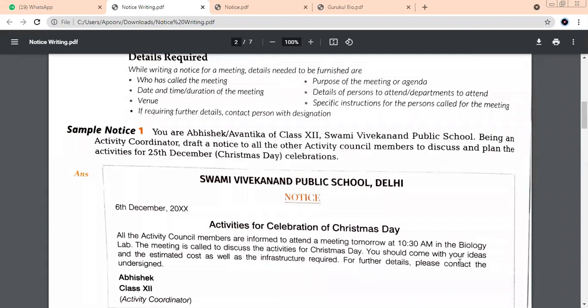Yes. Are you clear, children? Yes, ma'am. This line has to be written from a new line, and this Abhishek, class 12th, is not needed. Simply write activity coordinator, the designation is given. Now, please answer my questions. Who has called the meeting?